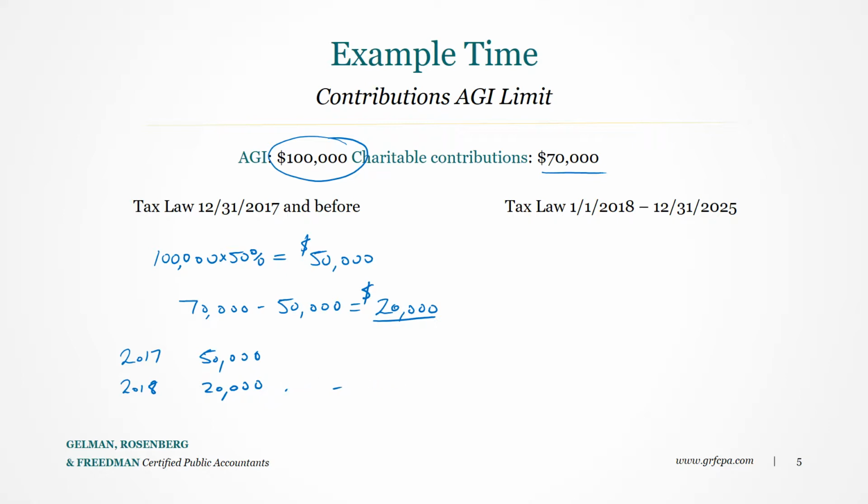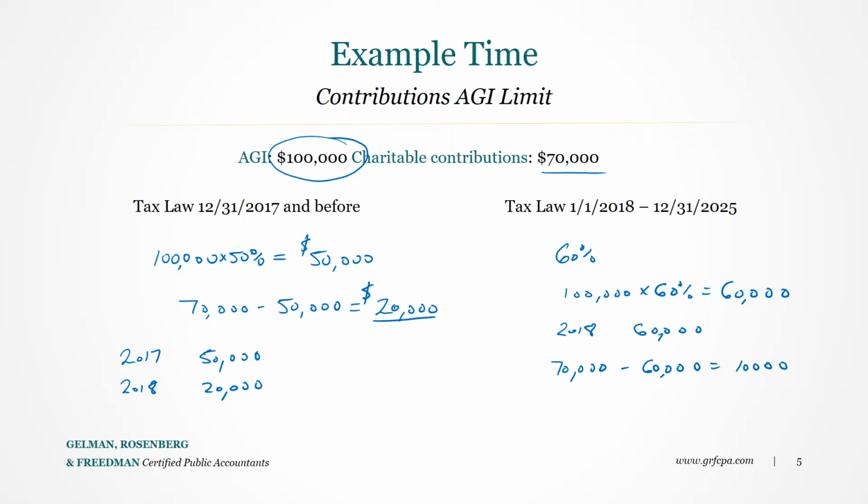Now, if we apply the new law in this scenario, our AGI limitation is now 60%. So you've probably worked out the math already. If you take 100,000 times 60%, that's a $60,000 max deduction for 2018. And your total charitable contributions were $70,000. So if we say 70,000 minus 60,000, the answer is you have a carry forward of $10,000 to 2019.